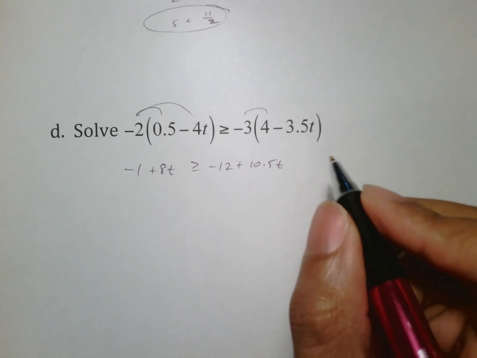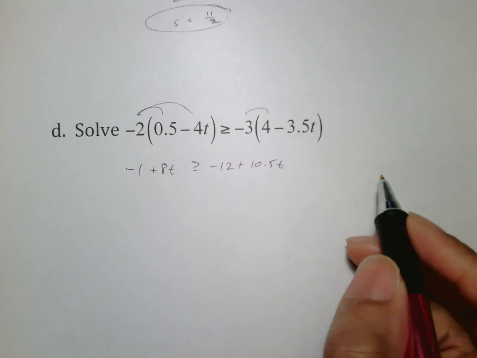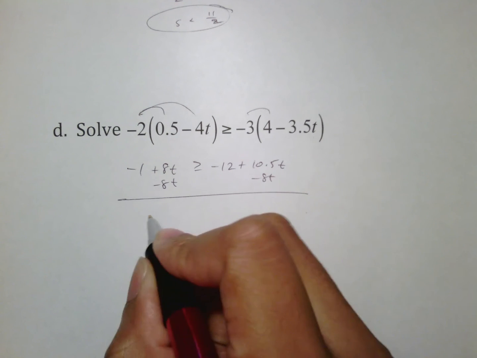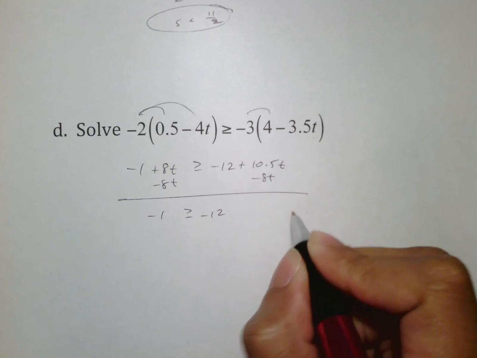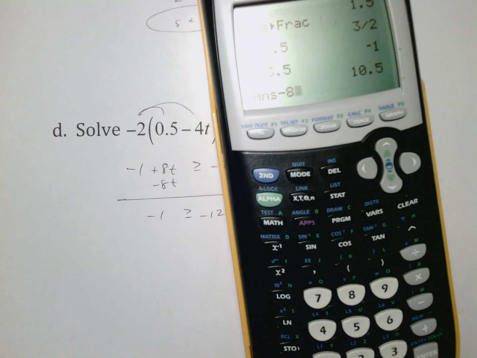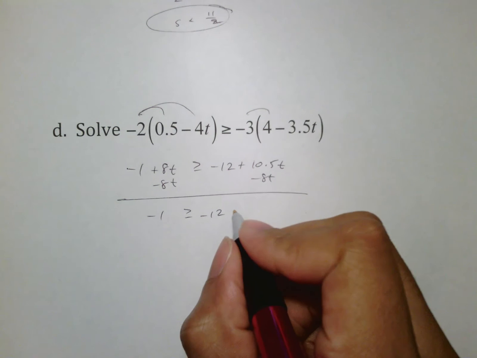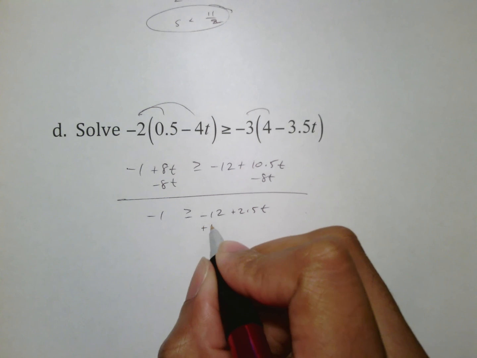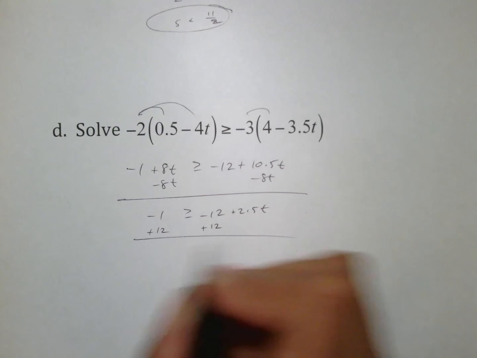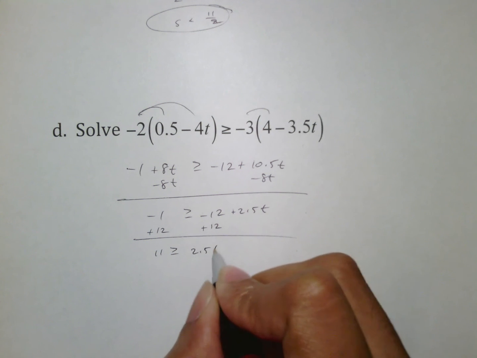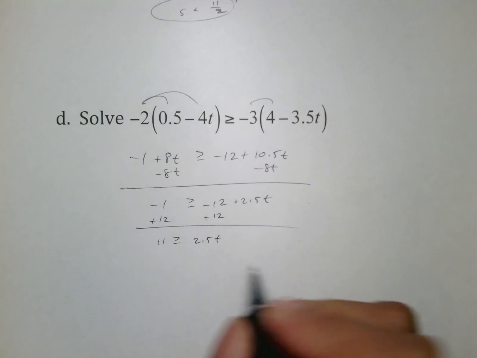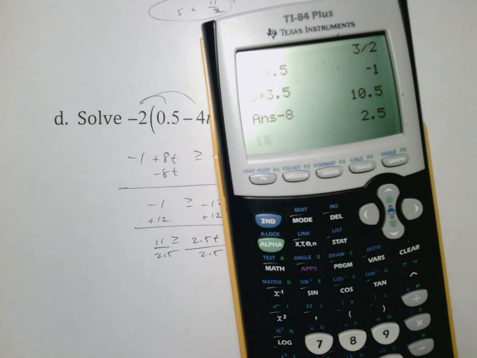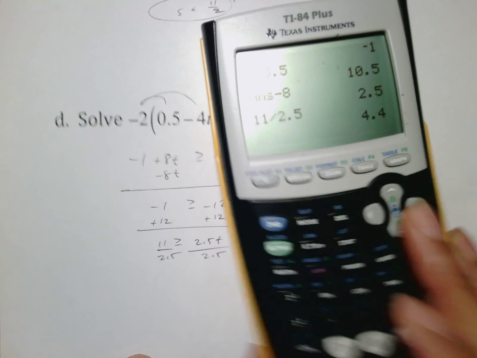And so from there we have to go with our work. That is simplified. This is also simplified. The smaller of the two is 8, so we subtract 8t from both sides. Negative 1 comes down. 10.5 minus 8 gives us 2.5. From there I will now add 12 because that 12 is negative. Getting 11 is greater than 2.5t. And then from there I'll divide by 2.5, getting 4.4.